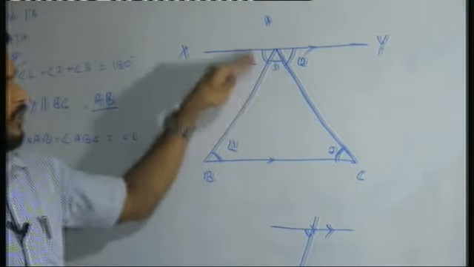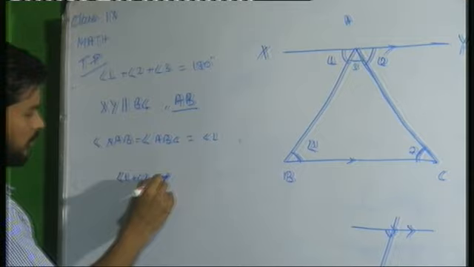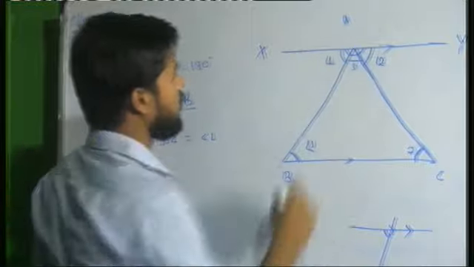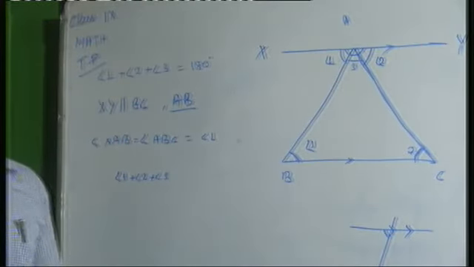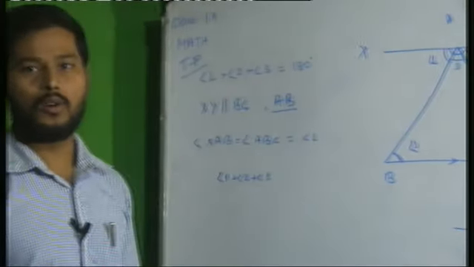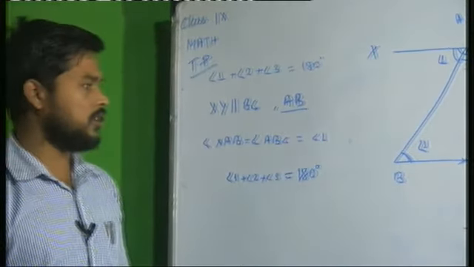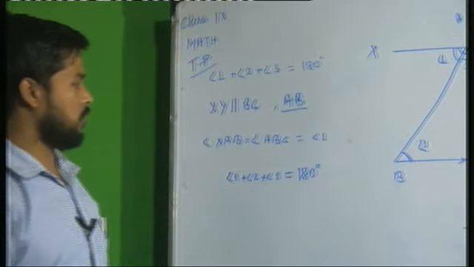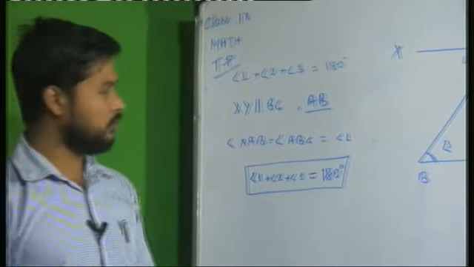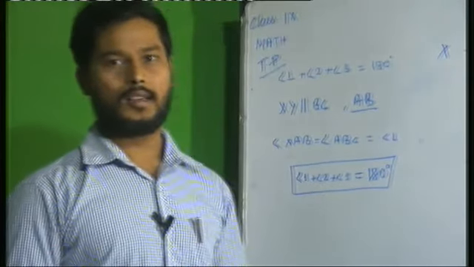Now if we add all the angles, angle 1 plus angle 2 plus angle 3, see what happened. We have the total angle XAY. What is the value of this angle? You can see that this is a straight angle and the measure of a straight angle is 180 degrees. That means the sum of all interior angles of a triangle is equal to 180 degrees. This is a very easy proof and I think you all know why the sum of all interior angles is 180 degrees.